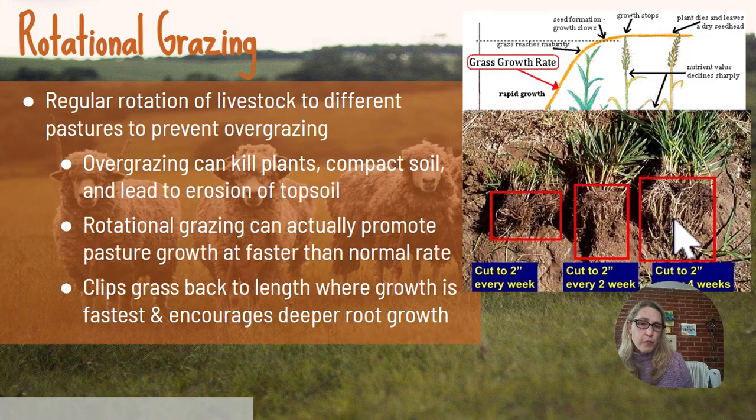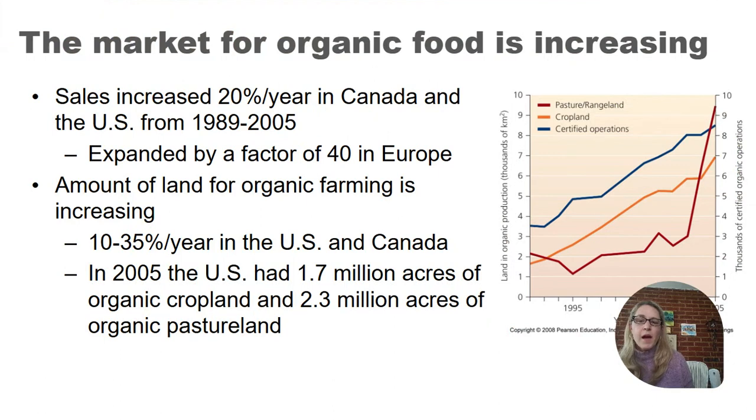Here's a good look at what roots actually look like, whether you're allowing your critters to come through and eat them every week, every 2 weeks, or every 4 weeks, and you can see much more healthier plants and better growth when it's every 4 weeks. Another solution is, I'm going to run out of time, guys, is organic food, right?